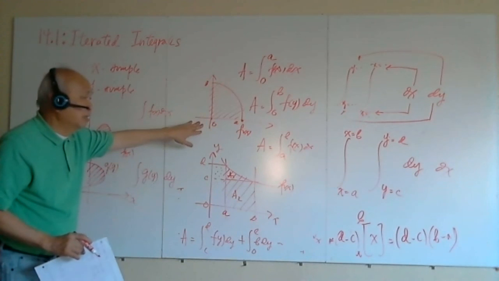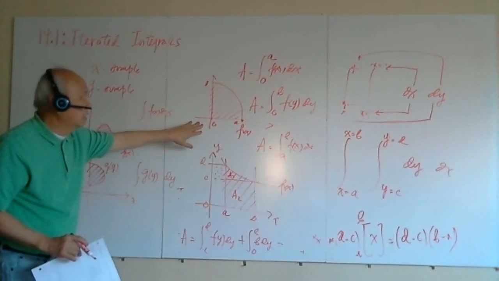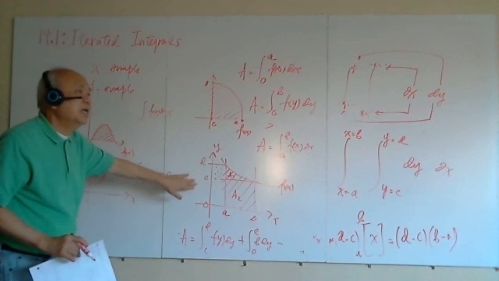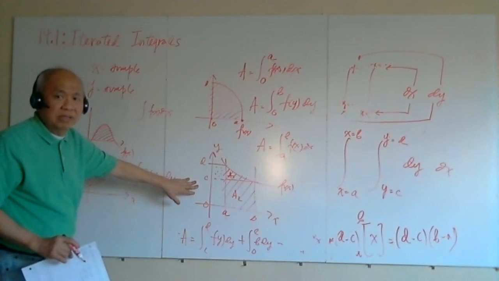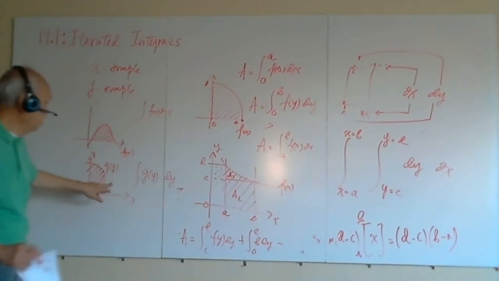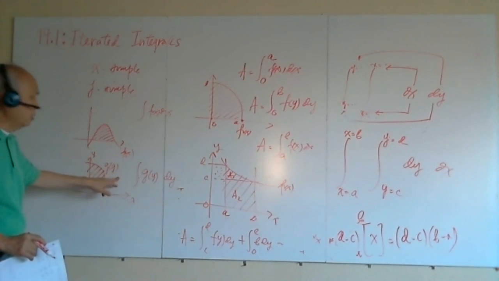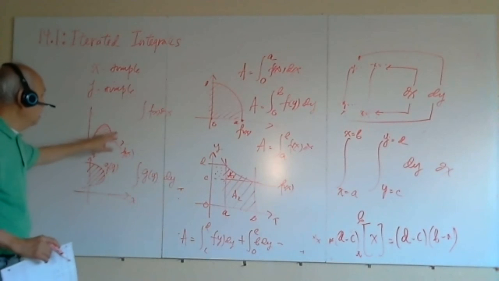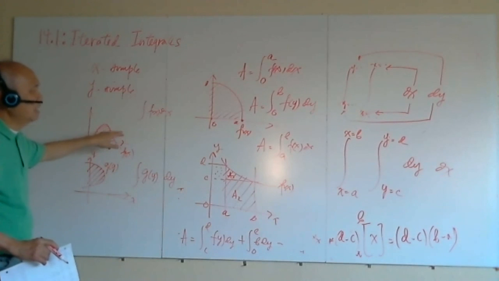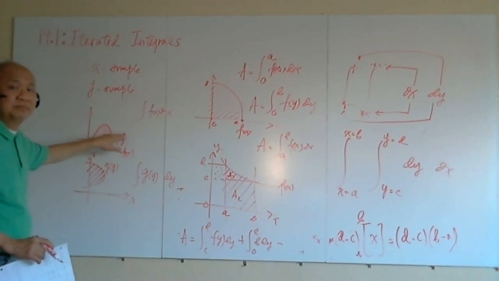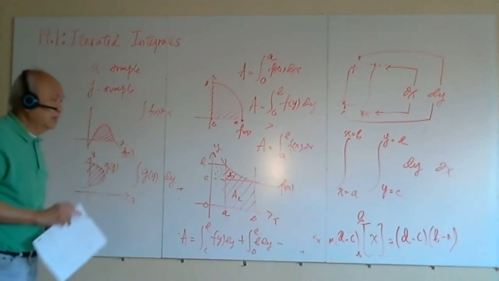So the earlier one is both ways, X simple and Y simple. But this one here is X simple, but not very Y simple. It is almost impossible to do in terms of y. So this one is totally Y simple, and you can also say this one is totally X simple. Okay, got it, that's it.